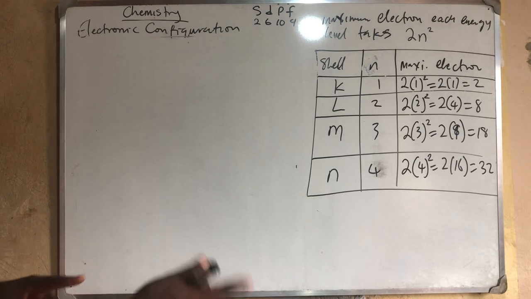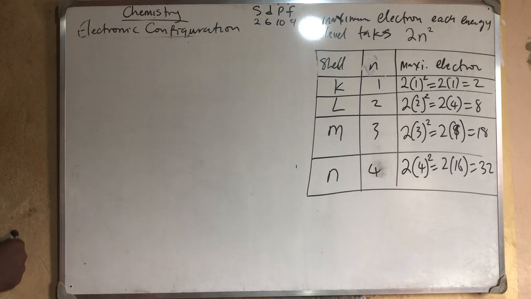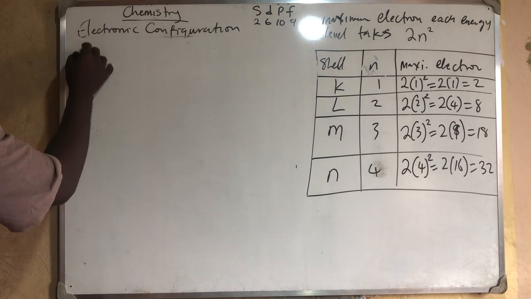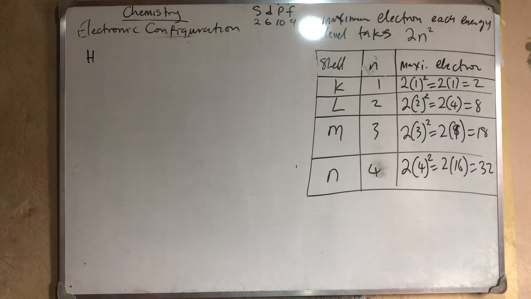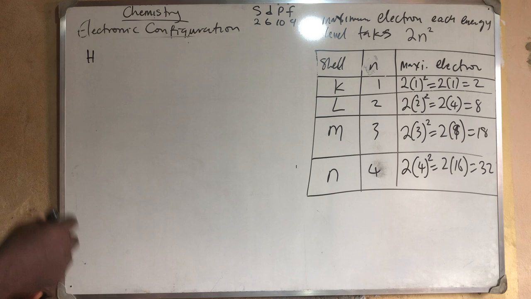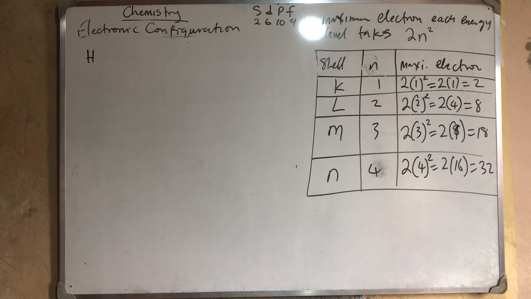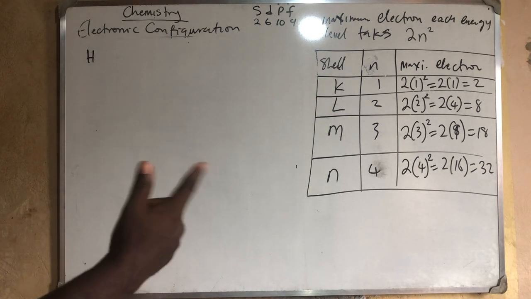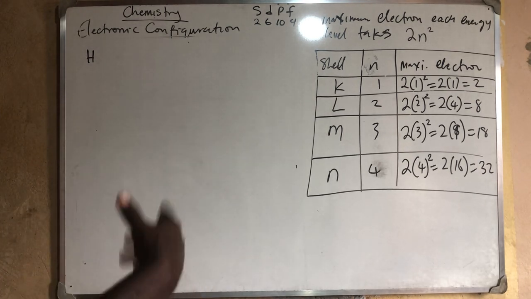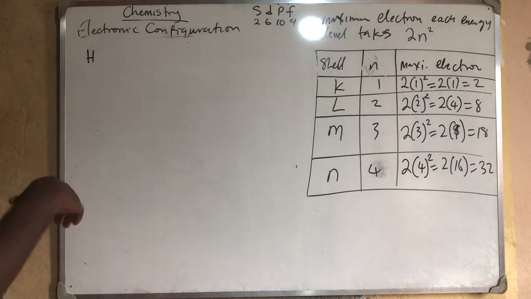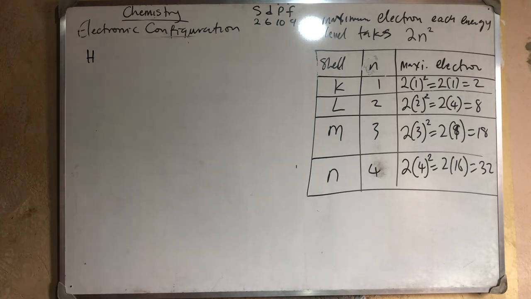If you can remember this song, you can now name the elements: hydrogen, helium, lithium, beryllium, boron, carbon, nitrogen, oxygen, fluorine, neon, sodium, magnesium, aluminium, silicon, phosphorus, sulfur, chlorine, argon, potassium, calcium. So you know how to sing it. Once you can sing it, you can get it.